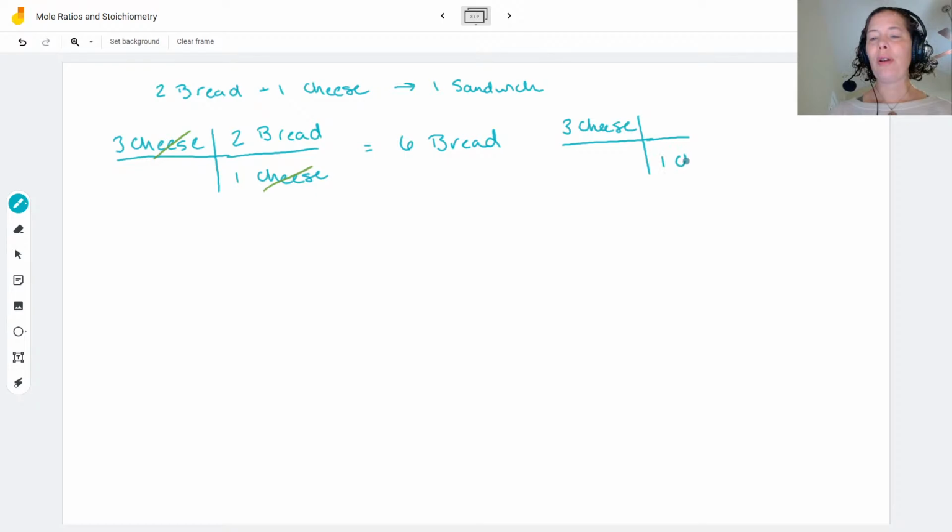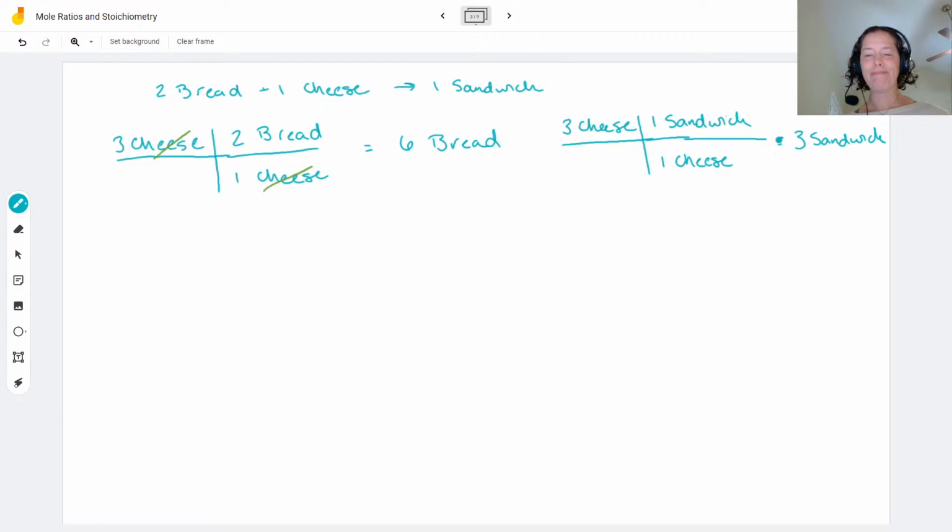I want to make sure that my cheese unit cancels, and I'm left with sandwich. And of course, this gives me 3 sandwiches. Let me show you how my units cancel. So my cheese is canceled, and now I'm left with sandwich.